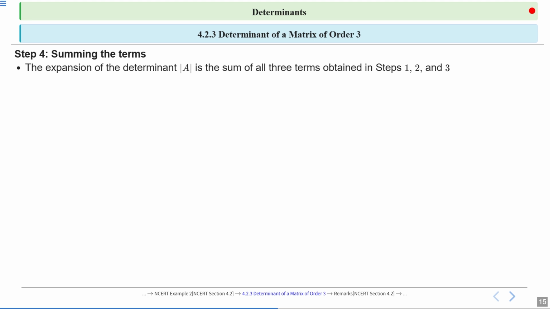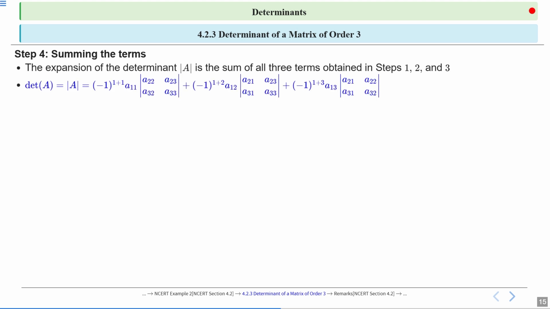Now summing these three terms, the expansion of determinant A is the sum of all three terms obtained in steps 1, 2 and 3. So determinant of A is minus 1 the power 1 plus 1, A11. For the first element A11, we just multiply with minus 1 to the power i plus j, that is the indices, and the determinant of the matrix obtained by deleting the first row and first column. Then plus, for the second element, multiply with minus 1 the power 1 plus 2, and then the determinant of the matrix obtained by deleting the first row, second column.